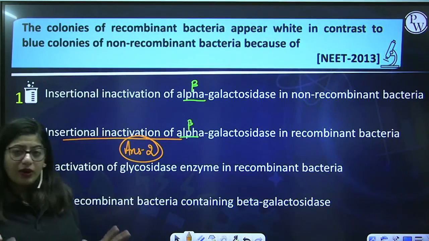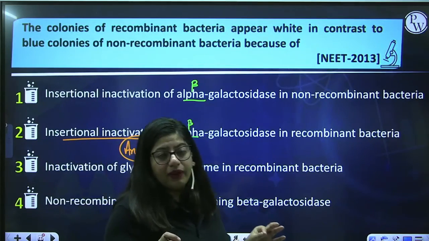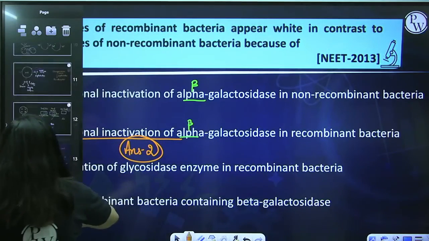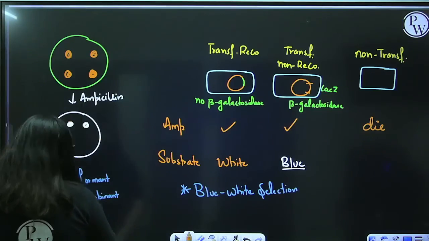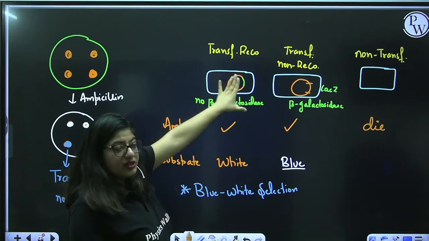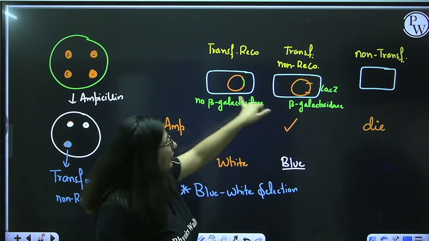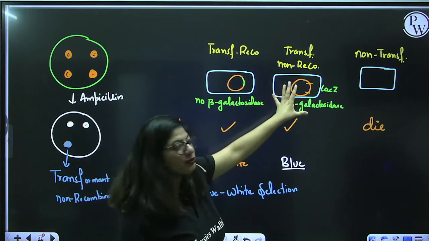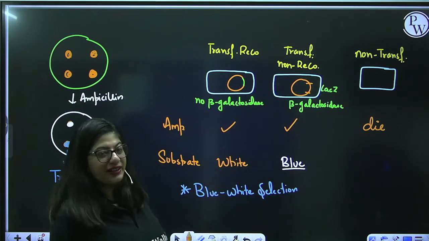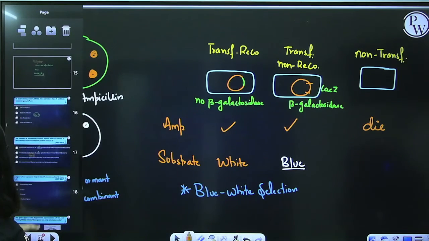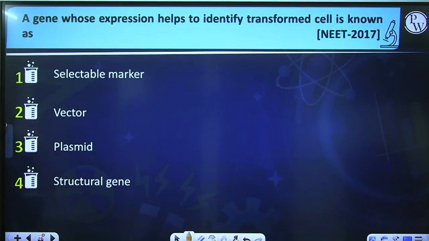It's quite simple, just use a little of your brain. Why is white white, why is blue blue? They are asking that. You have the answer here. The white is white because there is insertional inactivation. The blue is blue because there is no insertional inactivation.